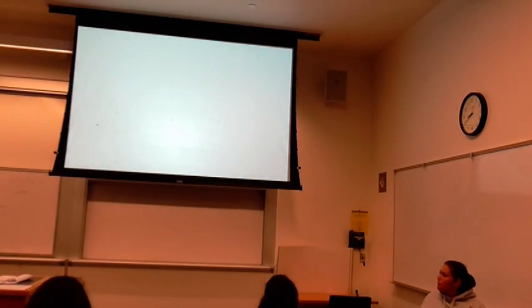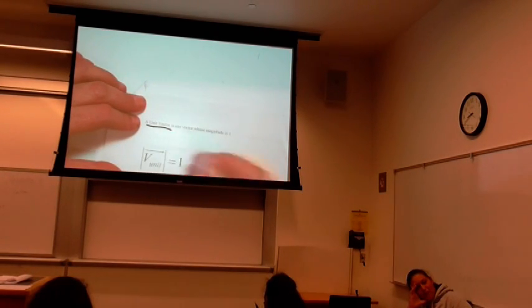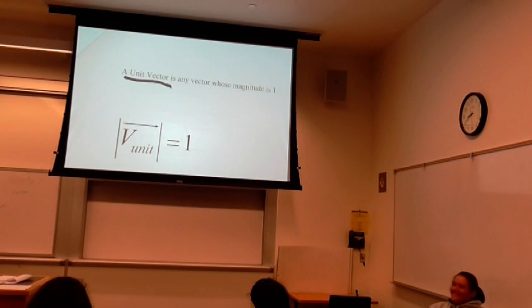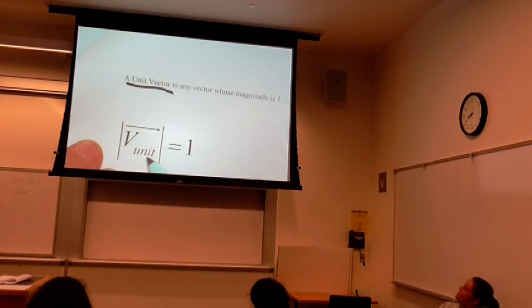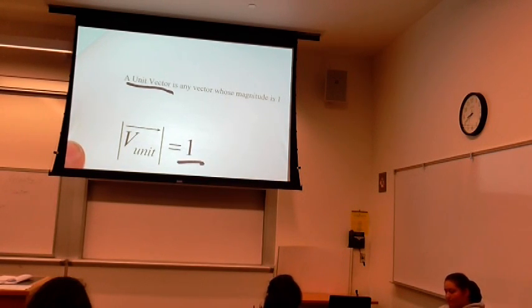We have just a few more things we need to do here to complete today's basics for vectors. The first is we have a definition. A unit vector is a vector whose magnitude is 1. Or I would write it this way, for a unit vector, the magnitude is 1.